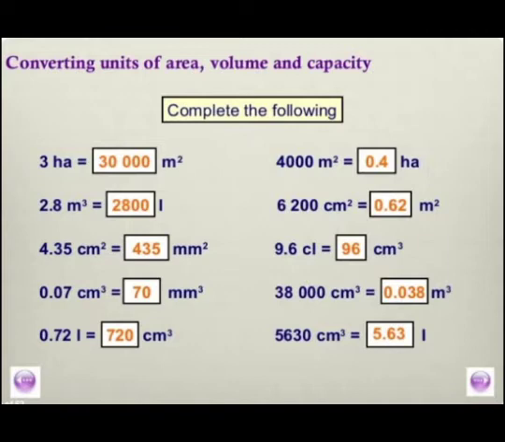4,000 square meters is equal to 0.4 hectares. 6,200 square centimeters is equal to 0.62 square meters. So 9.6 cl is equal to 96 cubic centimeters. 38,000 cubic centimeters is equal to 0.038 cubic meters. 5,630 cubic centimeters is equal to 5.63 liters.